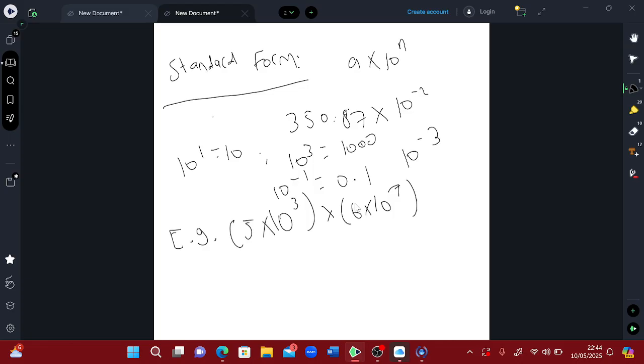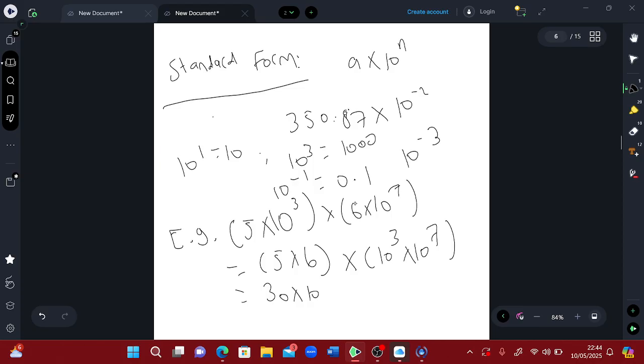Okay, cool. With these types of questions, when you're multiplying, you want to group the numbers together, 5 times 6, and the 10 powers separately. So 10 cubed times 10 to the 7. And there's something we can do here. So 5 times 6 is 30. Now, for the 10 powers, we can use an index law, which I believe everyone should know.